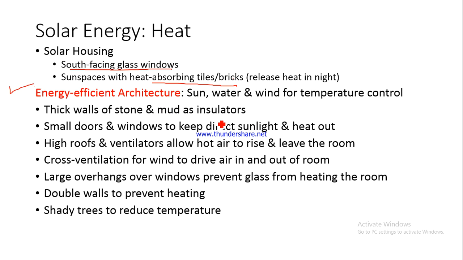So thick walls of stone and mud as insulators, they don't let the heat move out and they don't let the heat move in, which means they would keep the room cooler. An insulator does not allow the heat to pass through, so they would not allow the heat to pass from the external walls to the inside of the room. So this is one way in which you can reduce the temperatures during the summer months. Then small doors and windows so that the direct sunlight is kept out, the heat and the sunlight is kept out and the room is cooler.